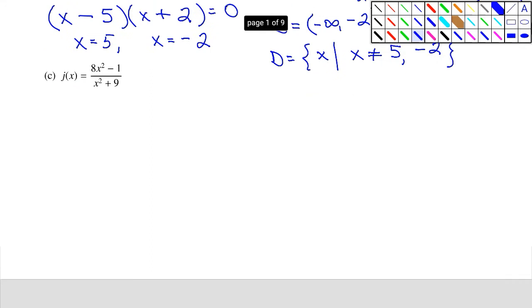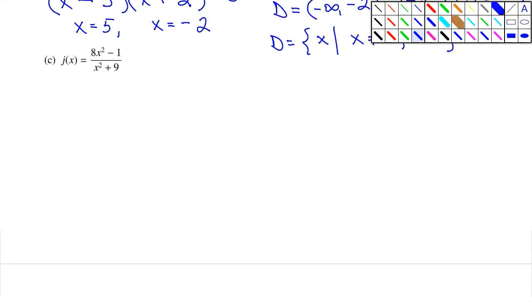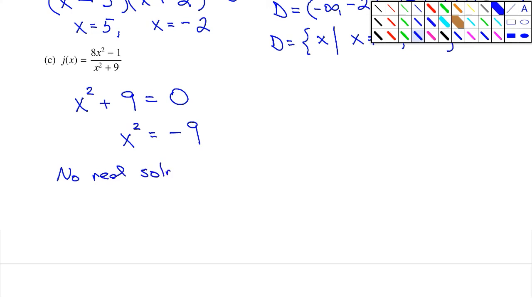Let's take a look at part C. J of x is equal to 8x squared minus 1 over x squared plus 9. Again, we have a rational function. To find its domain, we take the denominator and set it equal to 0. Solving for x, I have x squared is equal to negative 9, but we're only using real numbers, and so x squared cannot be equal to negative 9. So we have no real solutions. That means there are no restrictions on the domain of the function. So the set of x's where I can evaluate this function j is the entire real line.